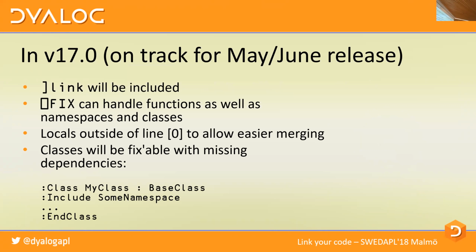In version 17, there's going to be Link. Quad fix has been enhanced so that you can fix both. We don't have to use quad fx for functions and quad fix for namespaces and classes. Regularize things a bit.